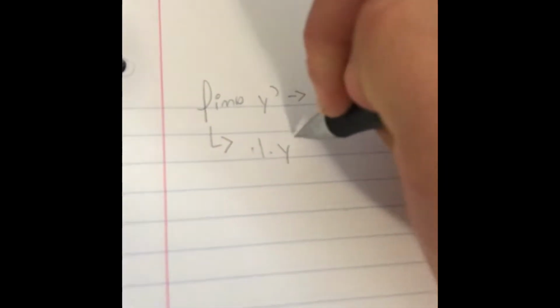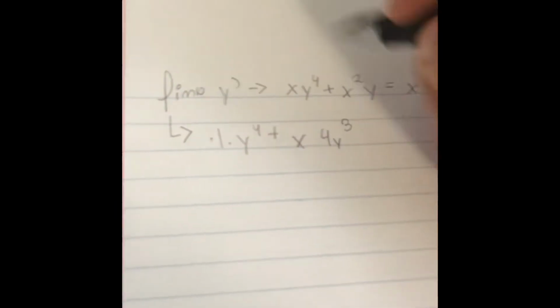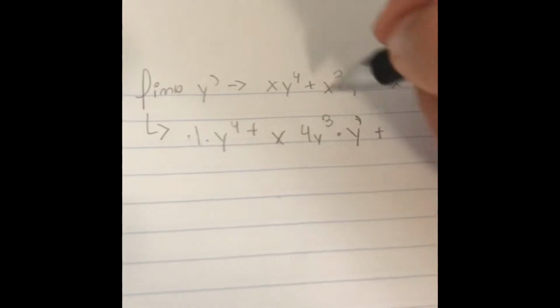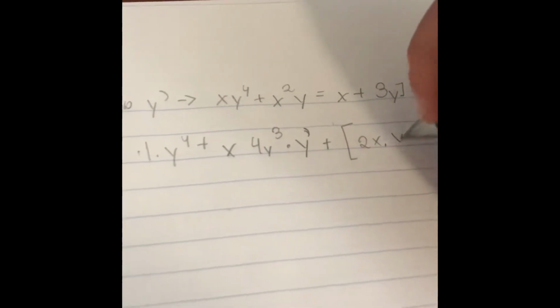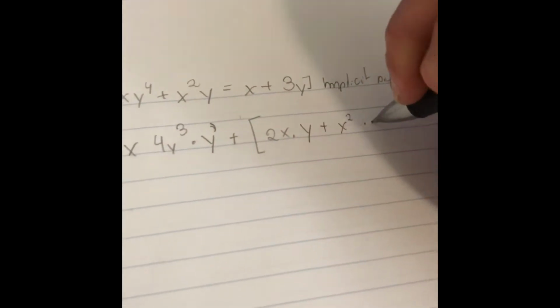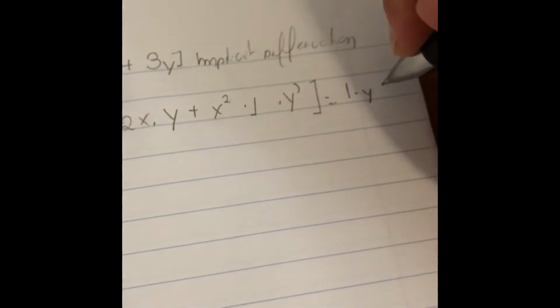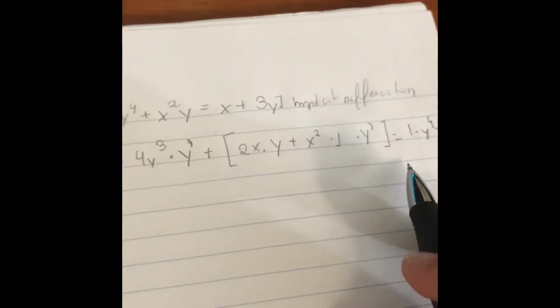On one side we're going to have 1 times y to the 4 plus x times 4y to the third times y prime, plus, and here we have 2x times y plus x squared times 1 times y prime. And don't forget the other side. We don't have a lot of space here, but it will be 2xy.